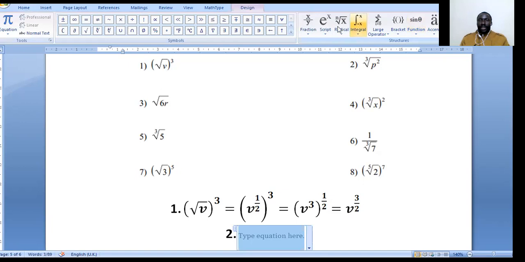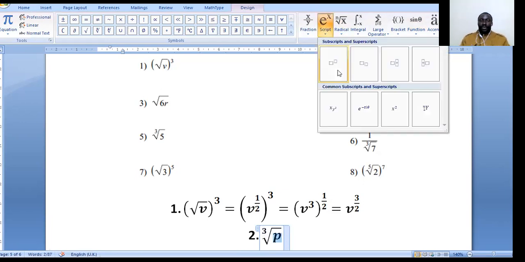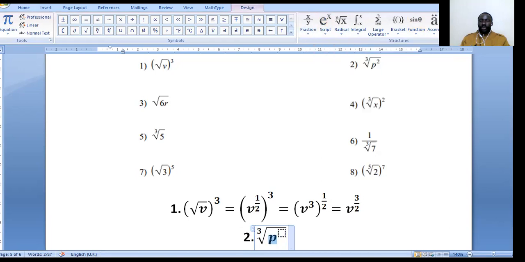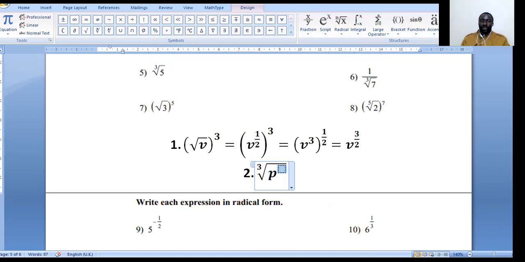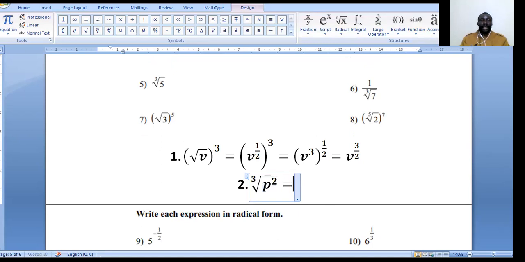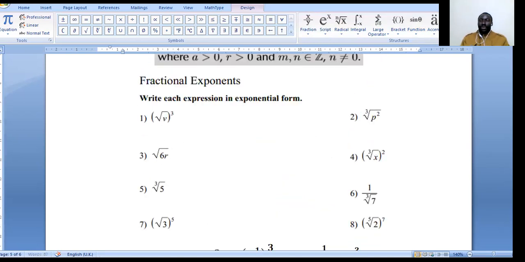So where are we? The cube root is right here. The cube root of p squared. Here we have p, but it has got to be squared. The cube root of p squared is what we are dealing with, writing the expression in exponential form.